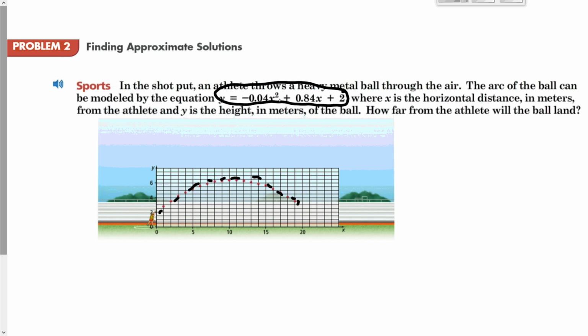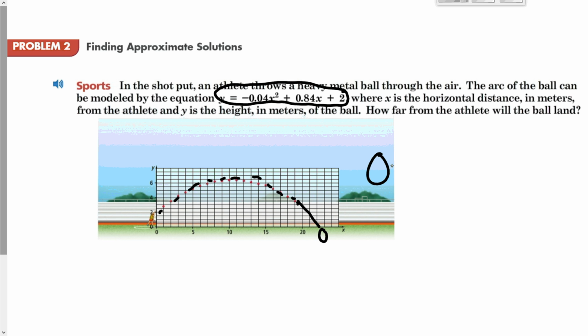It's a shot put. The arc of the ball can be modeled by the equation. So this is the arc of the ball where you have your distance and your height. Okay, so x is the horizontal distance in meters, and y is your height. So how far the ball is up. So we want to know when it lands. Well, what's the height when it lands? Well, isn't that 0? So my y, my height would be 0.